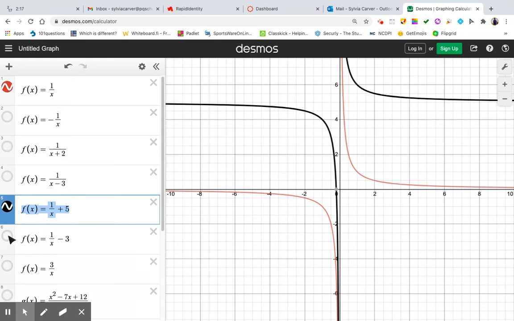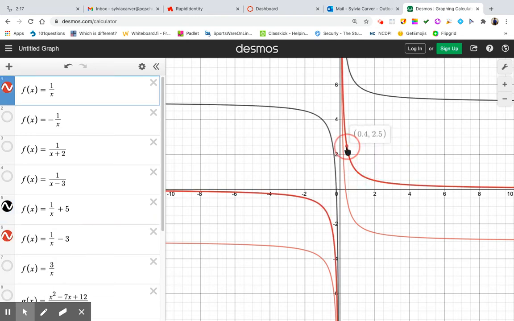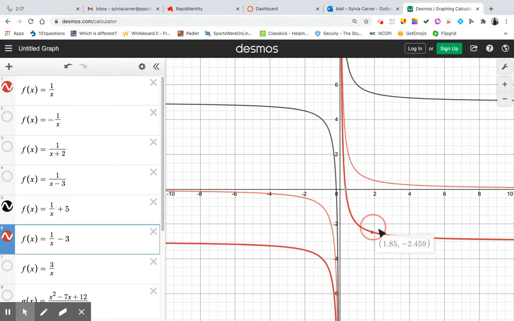Now let's make it move down. Notice that's that red one there. So it is 2 different red ones because Desmos ran out of colors. But the one that I just added there, it moved down 3 spaces. So this here that I'm moving along, that's my parent function. And then this function here moved down 3 spaces.